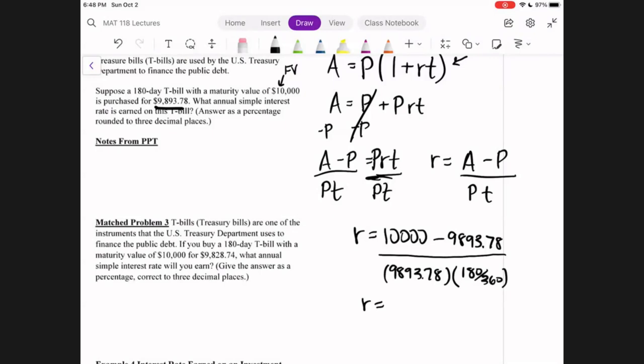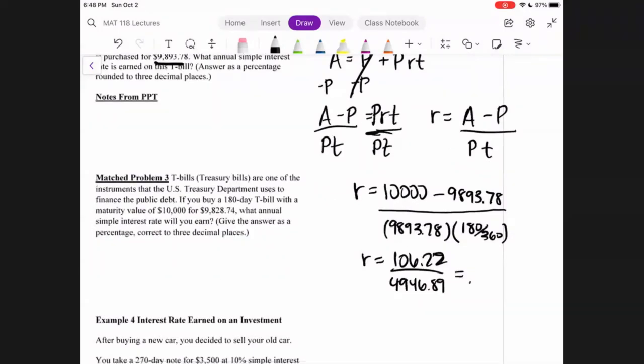So that gives me this on top. I do the denominator part. I get this. I divide the two. And I get 0.2147, right? And this is your decimal form.